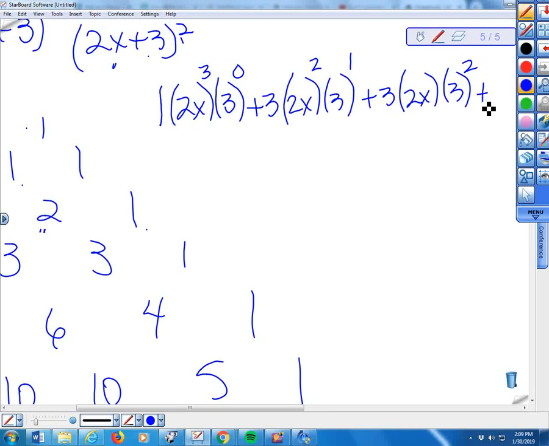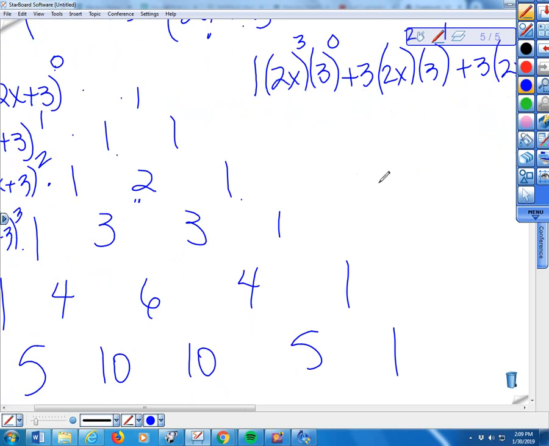And then 1. I don't know if I can go over anymore. 2x to the 0, 3 cubed. So will you ever get a negative exponent? Nope. And what you'll notice is the sum of all the exponents is always equal to the exponent of the binomial. Yeah, so you keep taking one and then you just go.